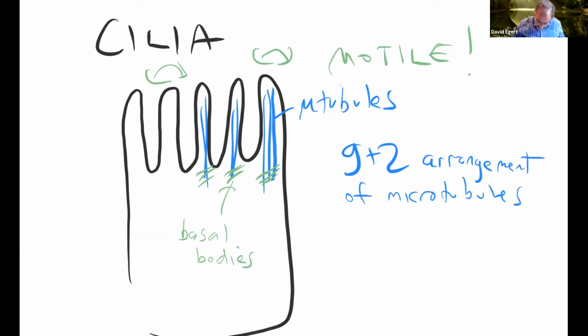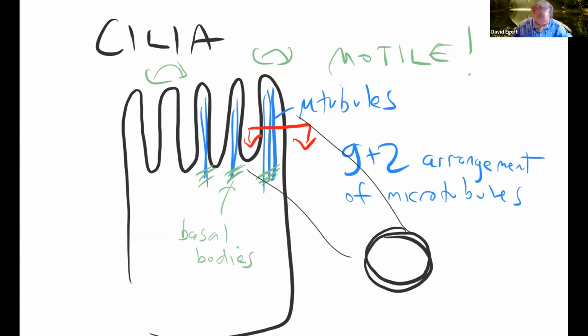What that means is if I take a cross section through one of these things, so this is just supposed to be one finger here, I'm going to have, in the center, a pair, that's the 2, and then the 9 is going to be 1, 2, 3, 4, 5, 6, 7, 8, 9 pairs of microtubules around that. And then there are these special little proteins that link in between, little dynein proteins.